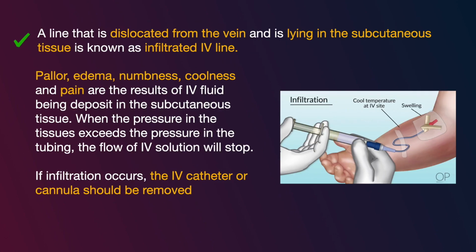A line that is dislocated from the vein and is lying in the subcutaneous tissue is known as an infiltrated intravenous line. Pallor, edema, numbness, coolness and pain are the results of IV fluid being deposited in the subcutaneous tissue. When the pressure in the tissues exceeds the pressure in the tubing, the flow of IV solution will stop. If infiltration occurs, the IV catheter or cannula should be removed.